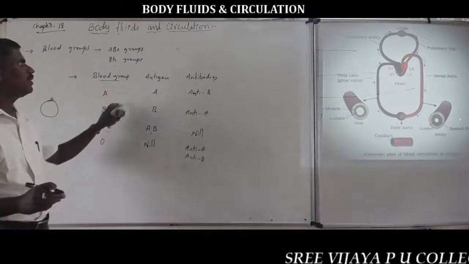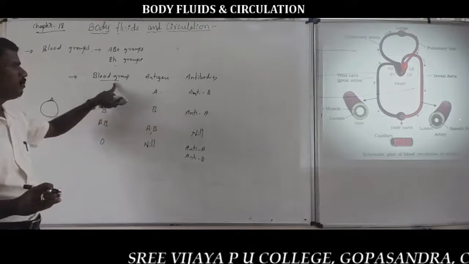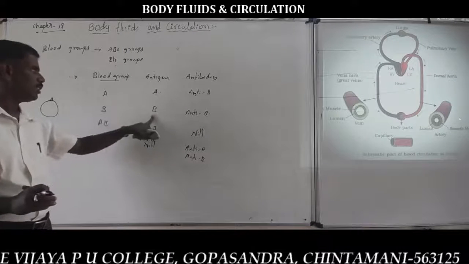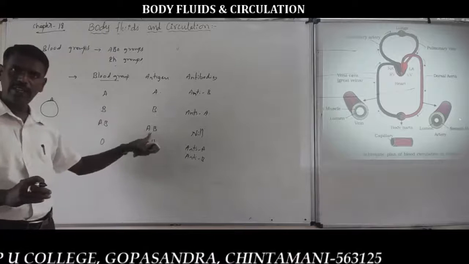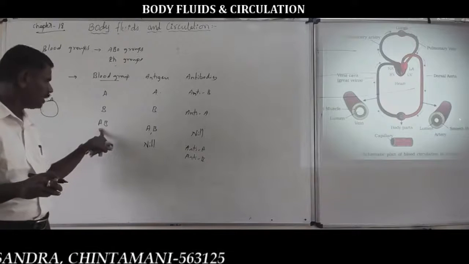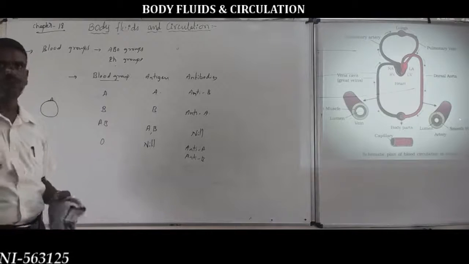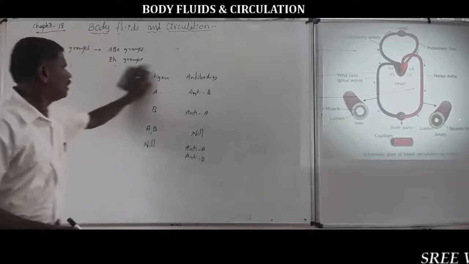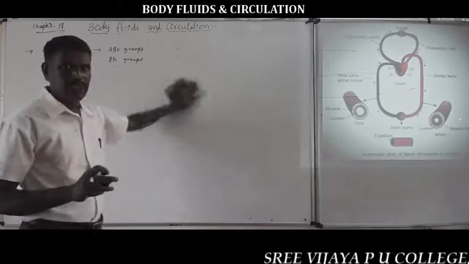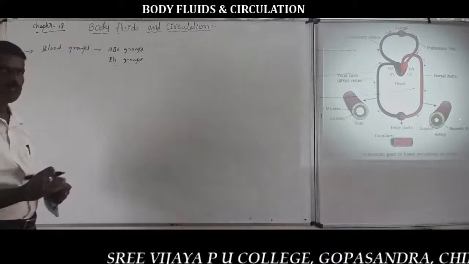So we decide the blood groups based on the presence of antigen. Antigen A is present in the A blood group, antigen B in the B blood group, and both antigen A and antigen B are present in the AB blood group, but any type of antigen is absent in the O blood group. Karl Landsteiner discovered the blood groups.